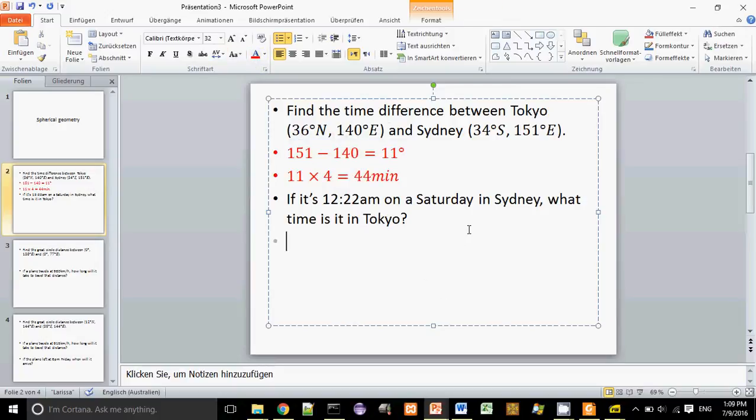If it's 12:22 on Saturday, I wrote that because that's what time I actually wrote this question, what time is it in Tokyo? Now, Sydney is further east compared to Tokyo, so that means we're in the future. So when it's this time, it's actually 44 minutes earlier. So basically we'll do 12:22 AM minus 44 minutes.